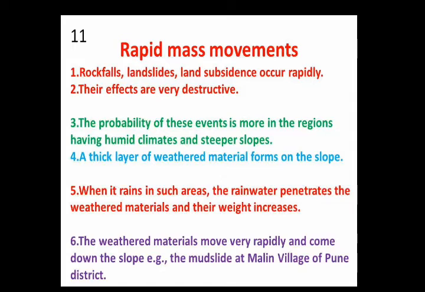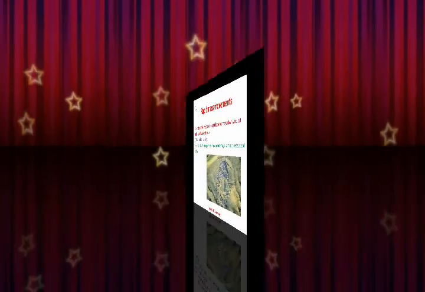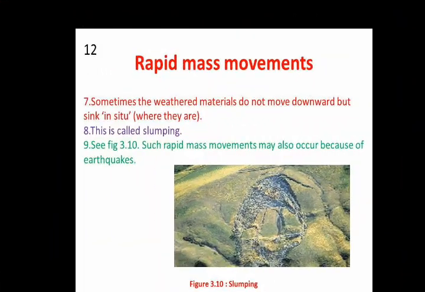Next, rapid mass movements. Sometimes the weathered material does not move downward but sinks in situ, in its original place. This is called slumping. Go through the figure, see here it is given, slumping occurs, that is figure number 3.10. Such rapid mass movements may also occur because of the earthquake. Yes, it is responsible.